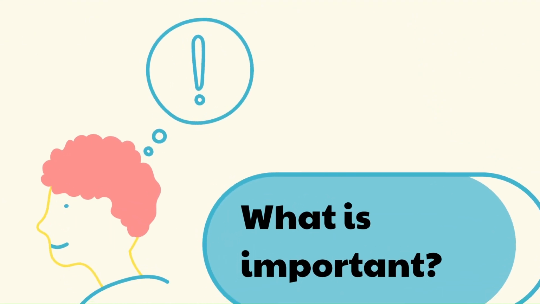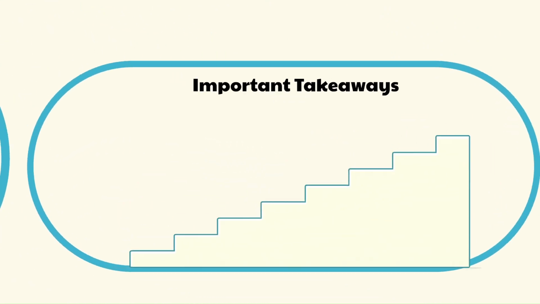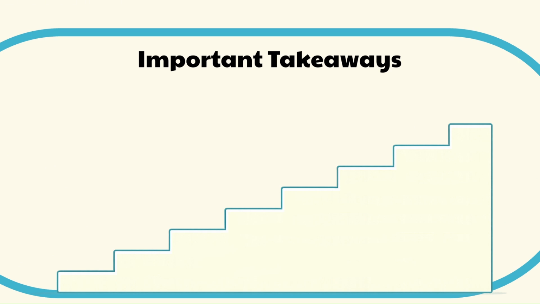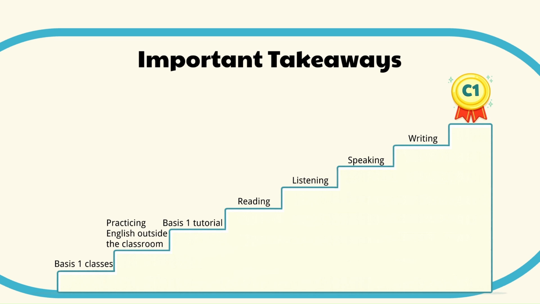What is the most important takeaway from all of this? The key to success is attending your Basis 1 classes regularly and consistently practicing English outside the classroom. The classes provide an important foundation for the LPT. In addition, you can also attend the Basis 1 tutorial, which is a voluntary supplementary support option for extra practice and guidance. Regular exposure to English through reading, listening, speaking, and writing helps you expand your vocabulary and grammatical range and is essential for reaching C1 level.